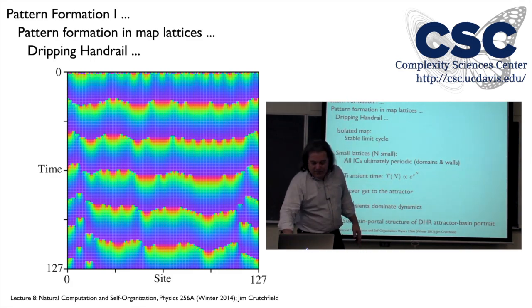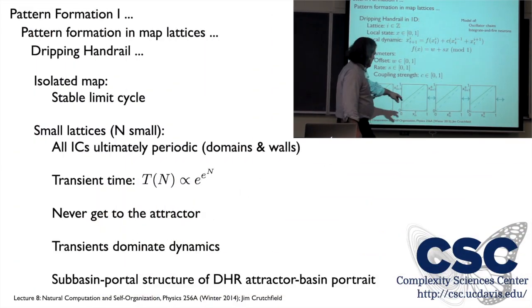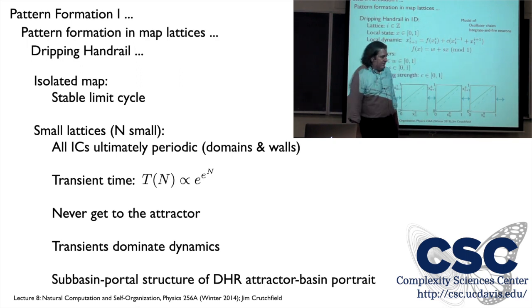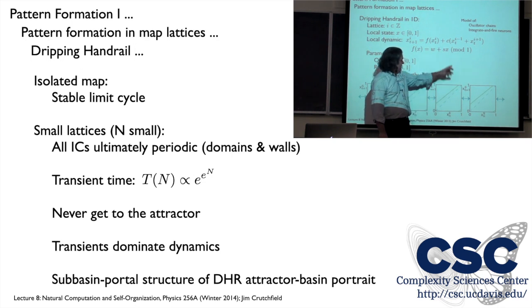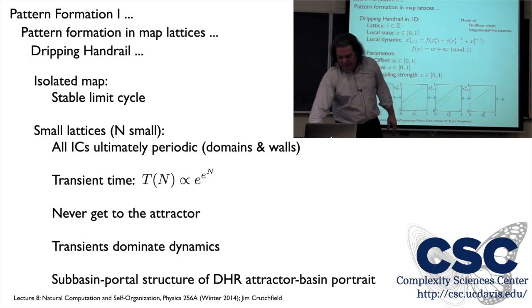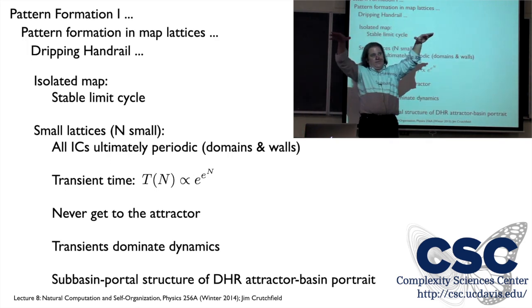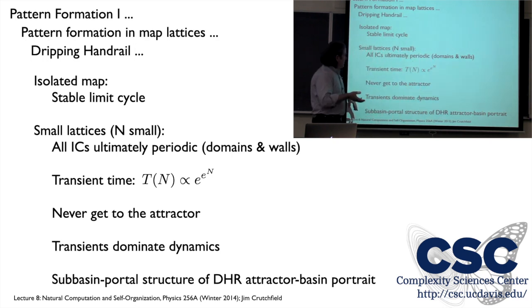So the map in isolation is trivial. It just counts up and resets, counts up and resets. There's a little bit of dependence on what that period is as a function of the offset and the slope, but it's easy to figure out. So in a sense, the interesting behavior we're seeing here is almost purely due to the spatial coupling, not dominated by the isolated site dynamics like with the logistic lattice.